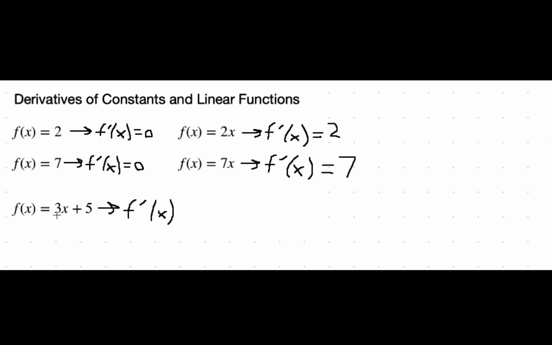So first we're going to take the derivative of 3x. Well, using the properties that we just discussed, the derivative of 3x is just going to be 3 because 3 is the coefficient in front of x. So we have 3 as the derivative of the first term. And then we have a plus 5. Well, we know the derivative of any constant is going to be 0. So that means we'd have plus a 0 here. So we're going to have f prime of x equal to 3.